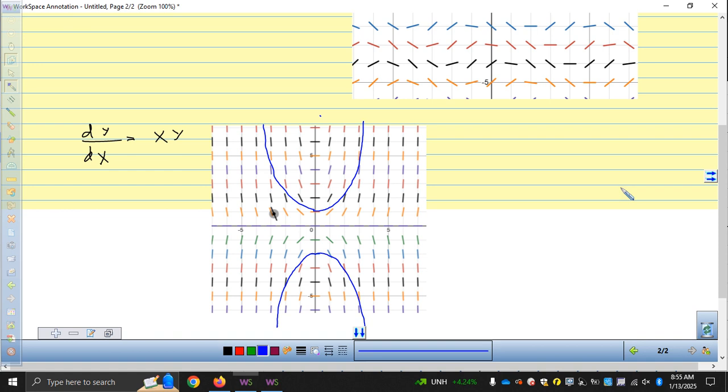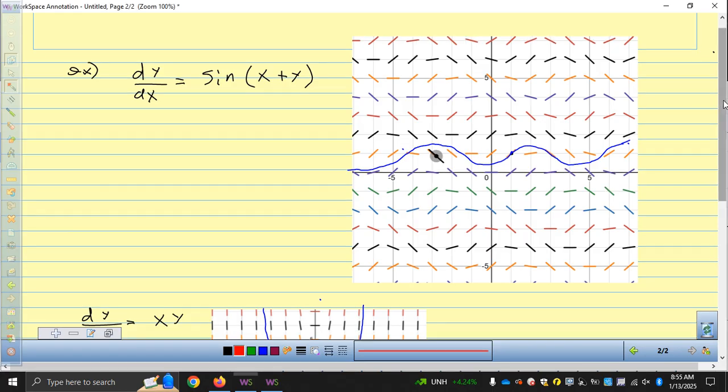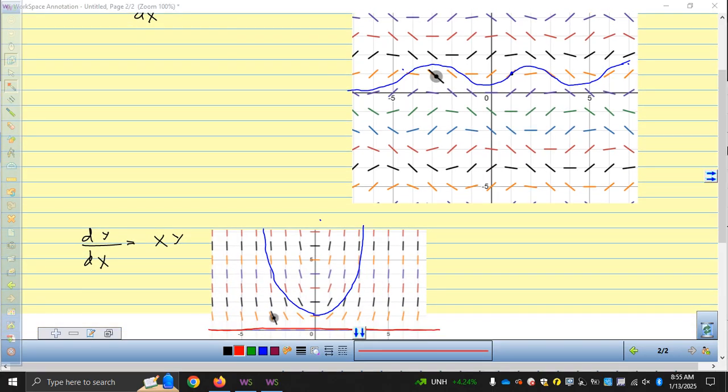But the places on our slope field where the slope is 0, we call nullclines, because the slope is null. It has no incline. So we have a nullcline along the x-axis there. The slope is 0 when x equals 0. And do we have any nullclines here? Kind of doesn't look like it, does it? Curves where the slope is 0. No, I don't think so.